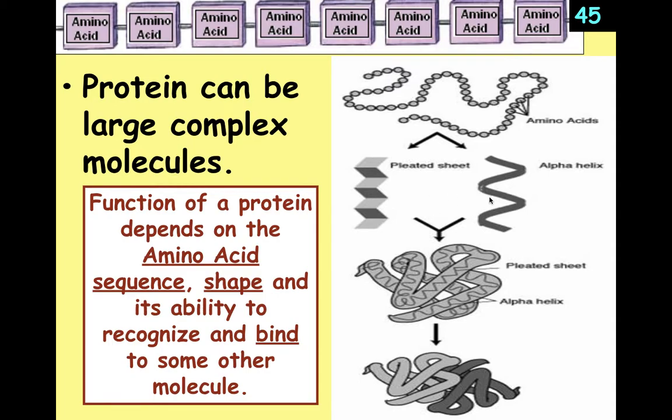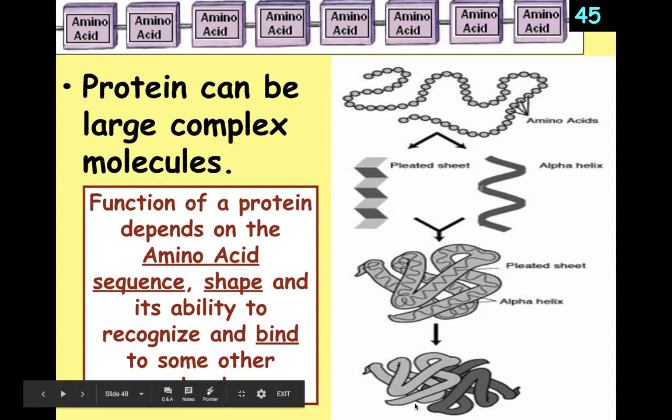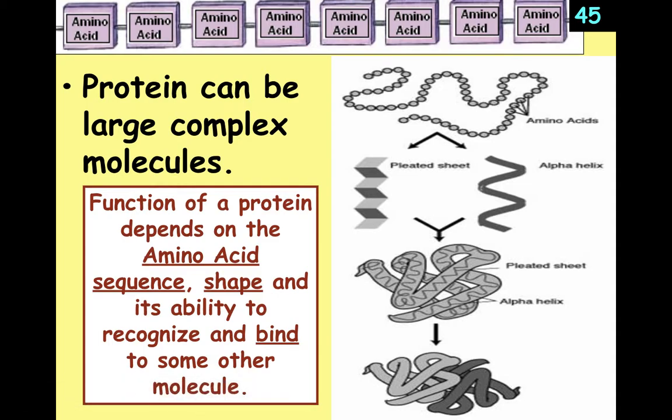And then these structures also form into sheets, and the sheets fold and twist and bind all together, and you get a unique shape at the end that's determined by the chemical properties of each amino acid. This gives it a very complicated 3D structure.